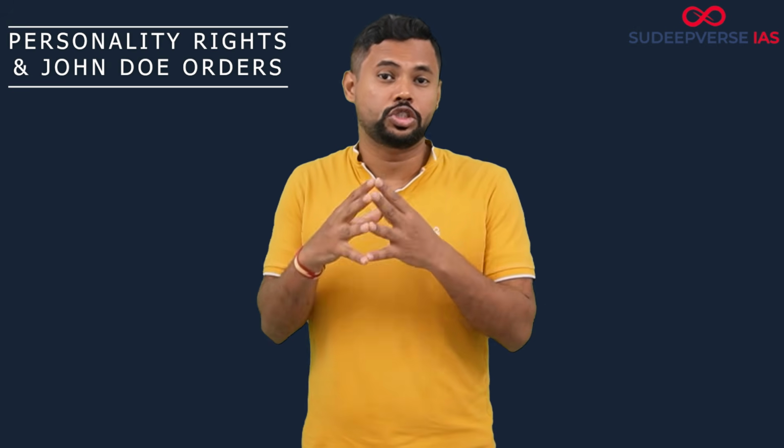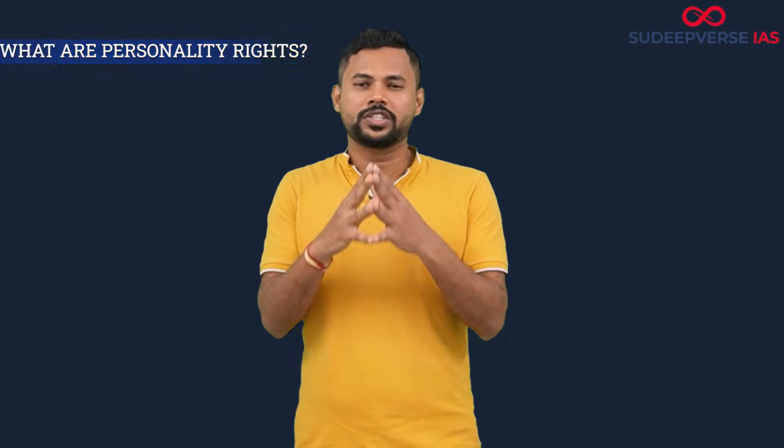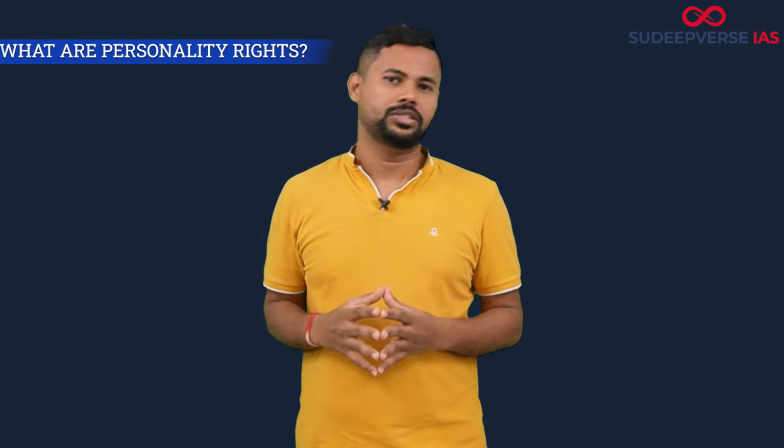Alright guys, so you have seen the question and I know that to get the answer you need to have good clarity of what exactly is personality rights, and also you should understand what exactly is this John Doe order. So make sure that you see the explanation clearly. So the first thing is, what is personality rights?